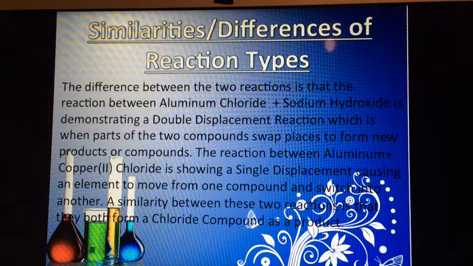The reaction between aluminum plus copper-2 chloride, the first one we are demonstrating, is showing a single displacement, causing an element to move from one compound and switch into another. But a similarity between these two reactions is that they both form a chloride compound as a product.